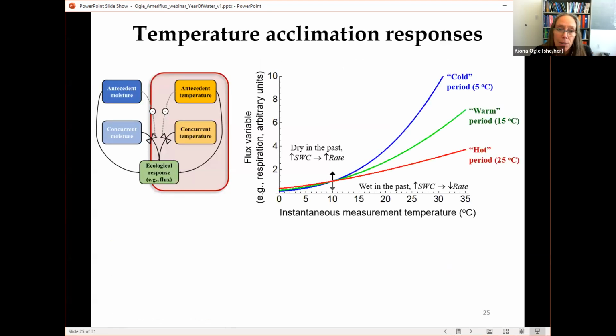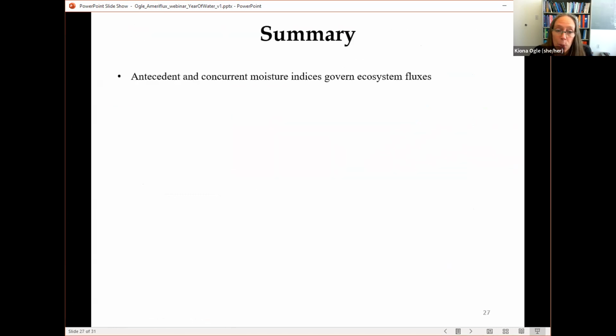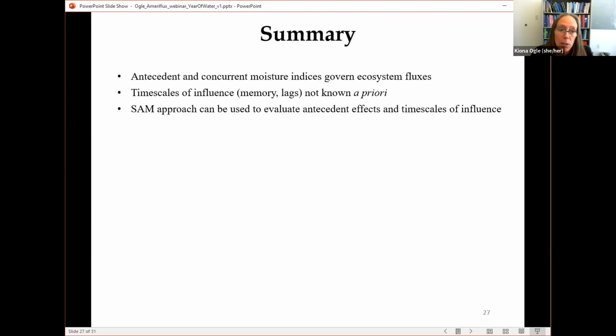The same kind of thing we find for temperature. There's a strong negative interaction between antecedent temperature and concurrent temperature. And the takeaway here is that basically that represents a temperature acclimation response that we see across a variety of flux components. I won't go through that given the time, but I just want to summarize here that antecedent and concurrent moisture indices govern ecosystem fluxes. The timescales of influence are not known a priori. We have to estimate them from data and models. And the SAM approach can be used to evaluate those timescales and their effects.